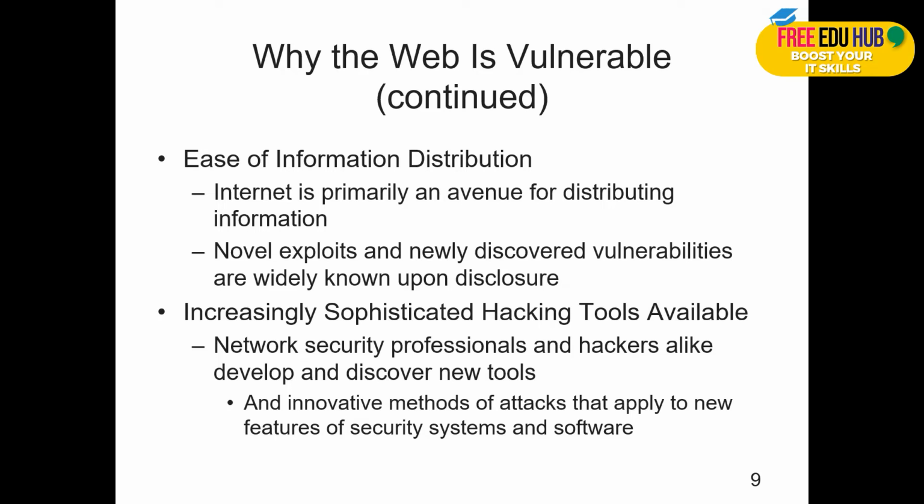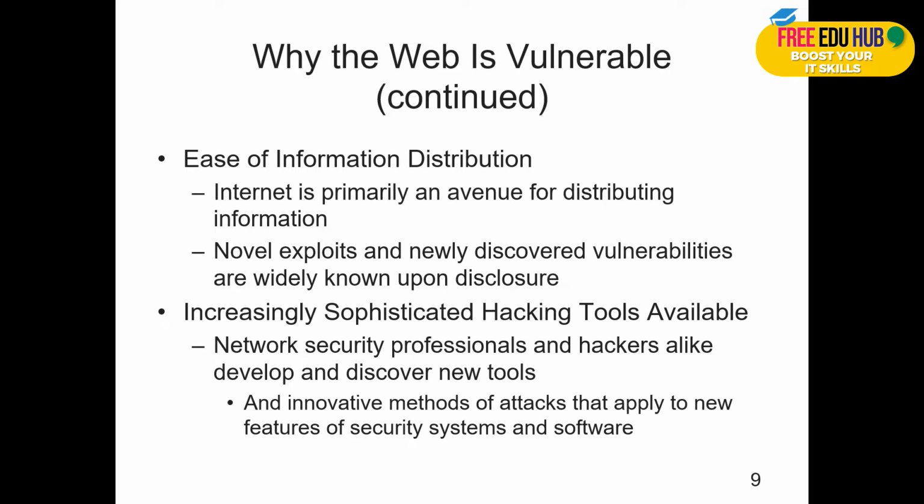Ease of information distribution. The internet is primarily an avenue for distributing information. It could be news websites, blogs, your own Facebook pages, your personal websites, finance websites, and you name it. There is plenty of information available on the internet.